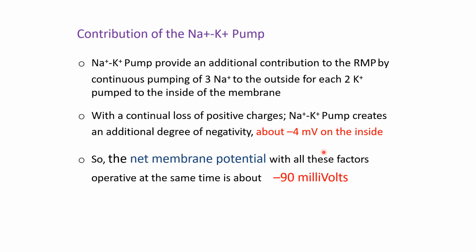Okay, so how did this negative 4 come? With continual loss of positive charges, the pump creates an additional degree of negativity. Okay, so the net value of membrane potential with all these factors is minus 94. If you take 4 from this minus 94, it is minus 90 millivolts.